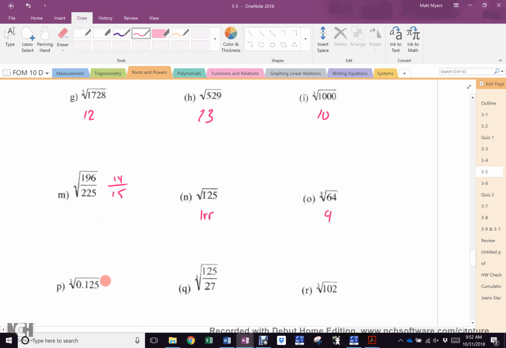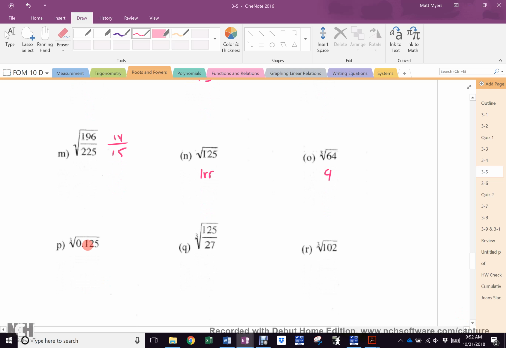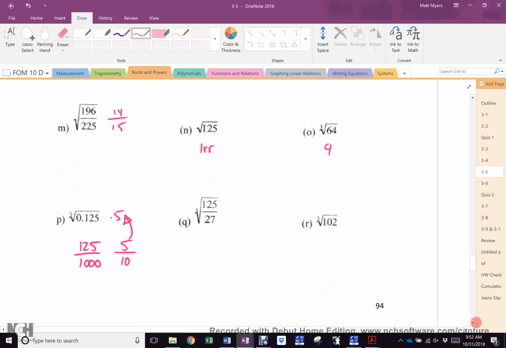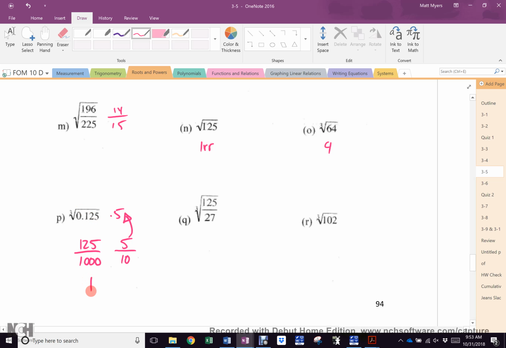Okay. Now, cube root of 125. It's 0.5. Why? Because that is 125 over 1,000, yes? If there was no 1,000, the cube root of 125 is 5. The cube root of 1,000 is 10. 5 over 10 is 0.5. The other way you could look at it is this. 0.125 is 1/8. What's the cube root of 1? 1. What's the cube root of 8? 2. 1/2, 5/10, 0.5. All the same thing.